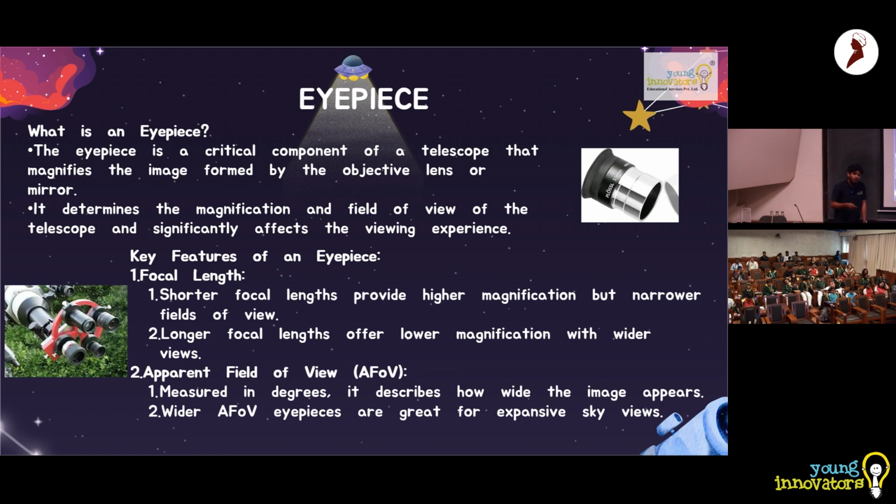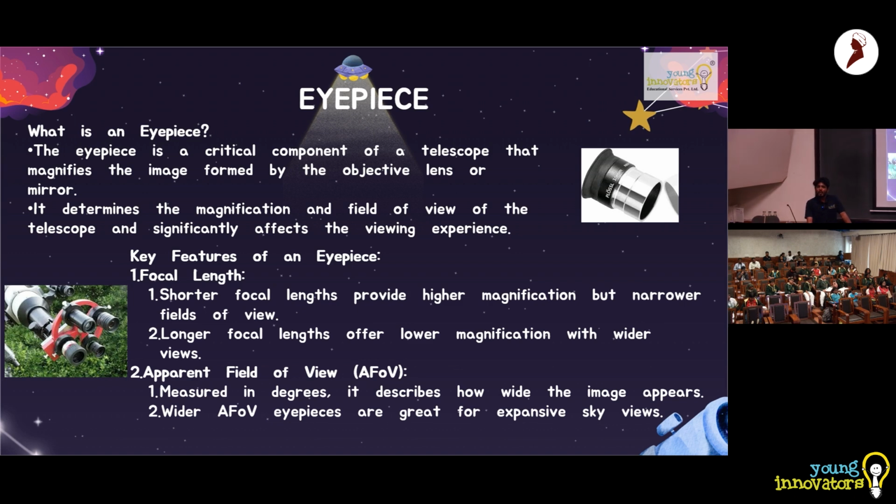Now, you want to see an object, for example, the moon, okay? You are observing the moon. You see it magnified, wonderful. But you want it to magnify further. You want to see it magnified even further, even bigger. You want to see the individual craters on the moon. You can't change the focal length of the objective, the primary mirror that we are keeping. So what do you do? You change the eyepiece. So the eyepiece determines the magnification of the telescope.